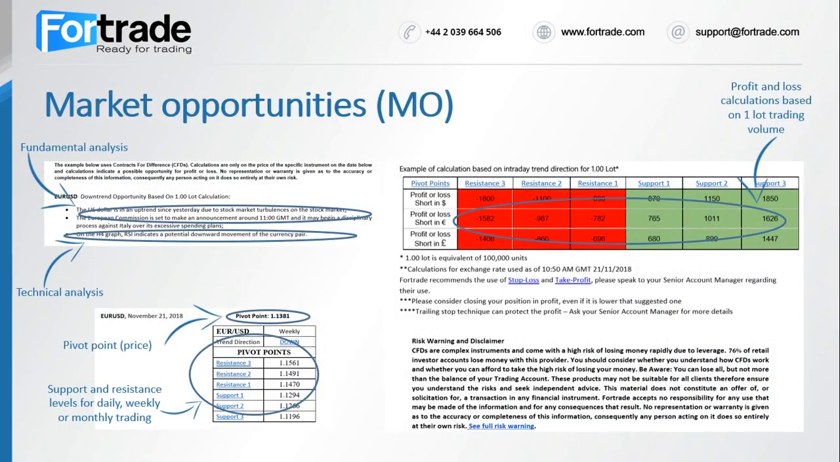Here's an example of a market opportunity. Here you can see some fundamental analysis on what's going on with the euro-dollar currency pair. You can see that this is a downtrend opportunity over a weekly period, since our analysis suggests the euro would decline in value against the dollar. At the top, you can see some geopolitical events and fundamental analysis that can influence the euro-dollar currency pair. For example, the part on the situation in Italy, which has affected the euro.